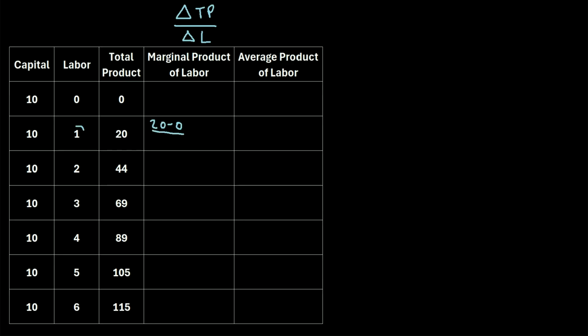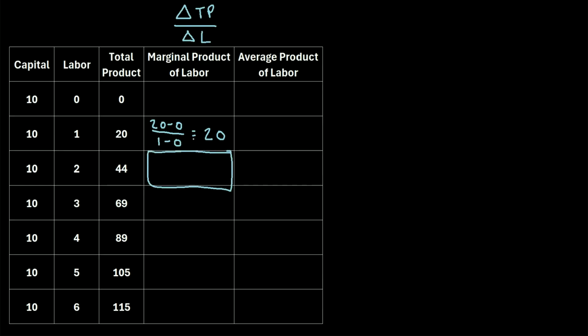We can see that now we have 1 employee and we used to have 0. So that would just be 1 minus 0. So this comes out to 20 minus 0 is 20, and 1 minus 0 is 1. So 20 divided by 1 is just 20. So the marginal product of labor is 20 for this row right here. By adding 1 employee, we were able to increase our total product by 20. Now we can repeat this process in each of these rows to calculate the marginal product of labor.